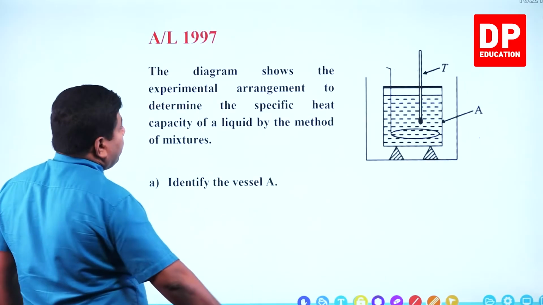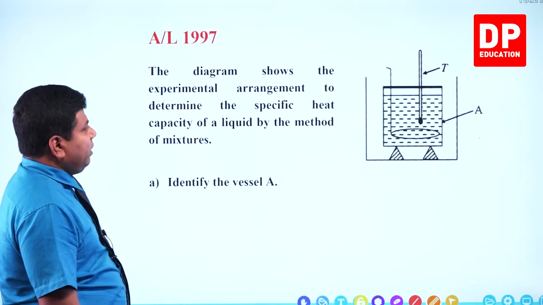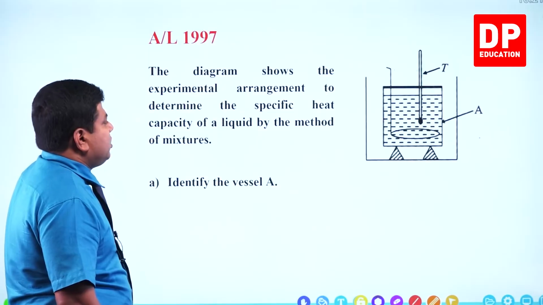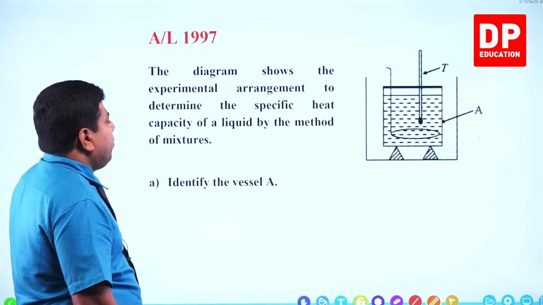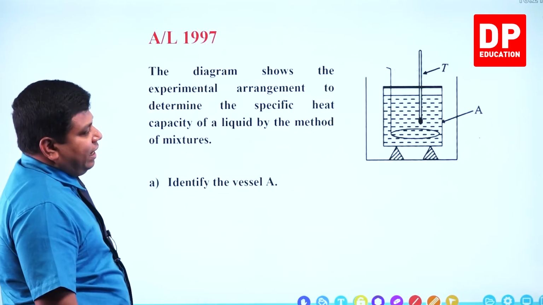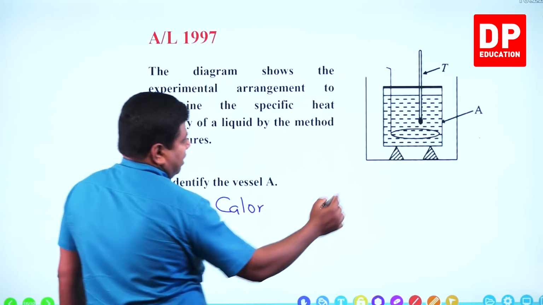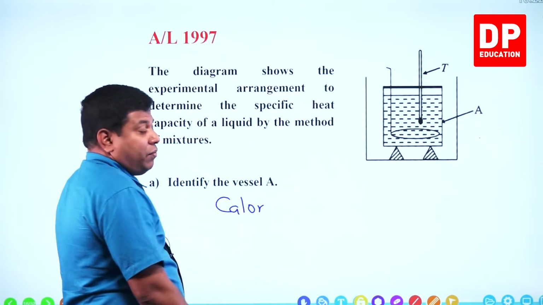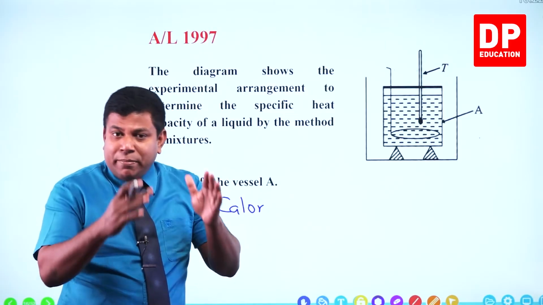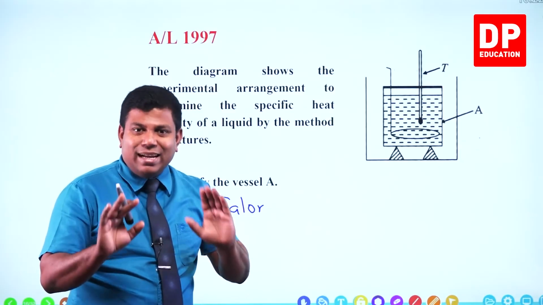Next. This is a 1997 question. The diagram shows the experimental arrangement to determine the specific heat capacity of a liquid by method of mixtures. Same thing. Identify vessel A. It's a calorimeter. Vessel A is this one. If you have written beaker, glass beaker, then you don't get marks. You can either say metal vessel or metal container, or the correct name is calorimeter.